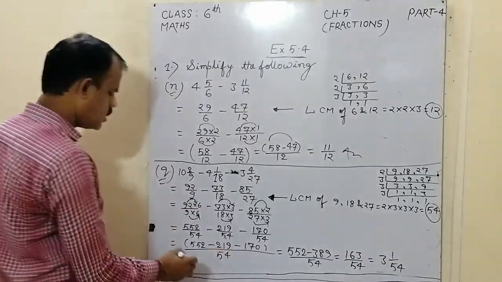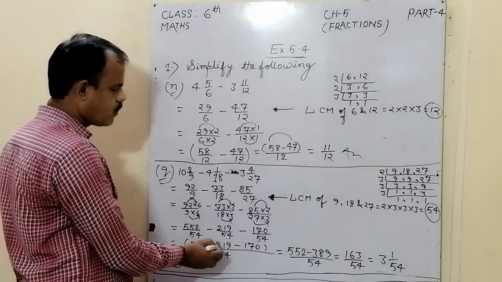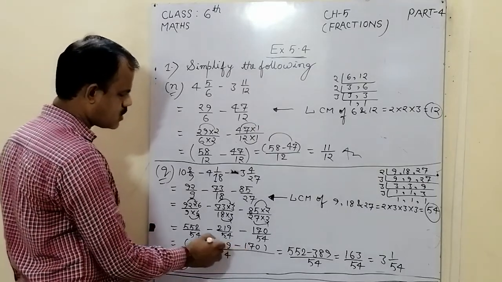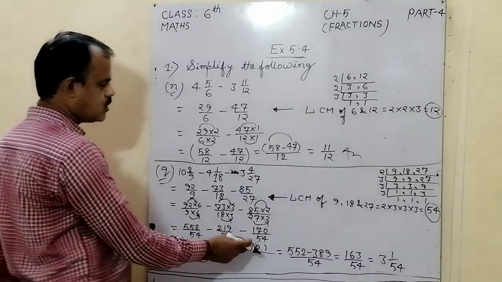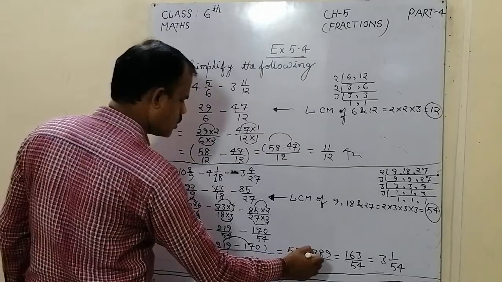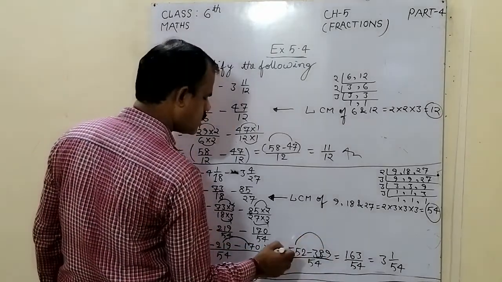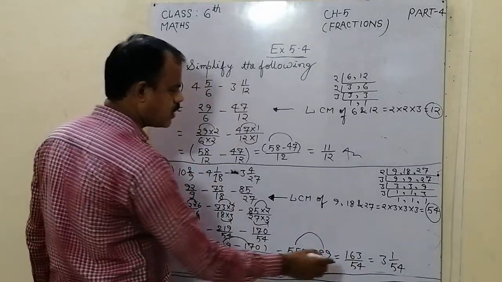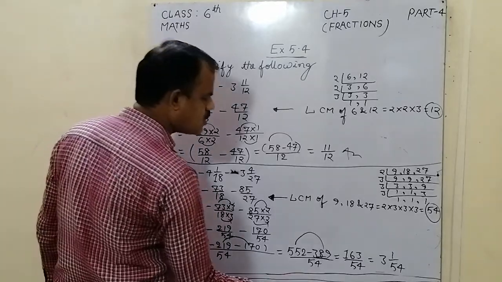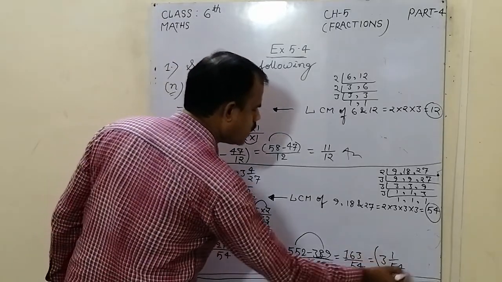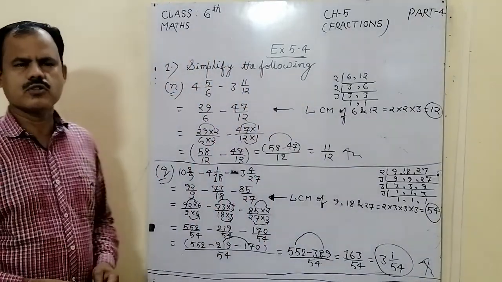Now see here, 552 is a positive number, but 219 and 170 both are negative, so add both numbers, 219 and 170, so it becomes 389. Now 552 minus 389 becomes 163 by 54. This is an improper fraction, change it into a mixed fraction, so it becomes 3 whole 1 by 54. And this is the final answer. Like that you have to solve the remaining parts.